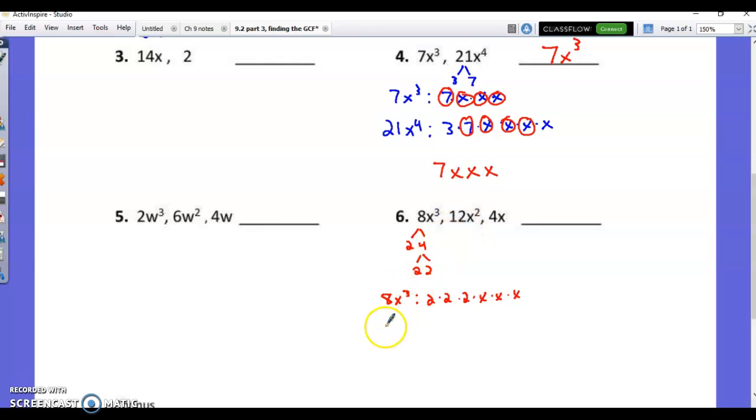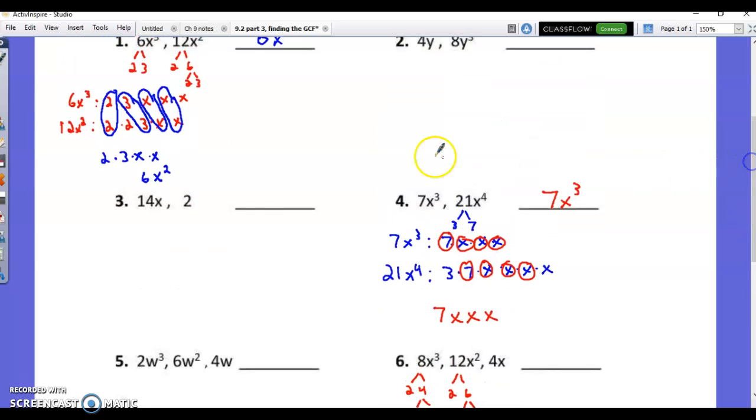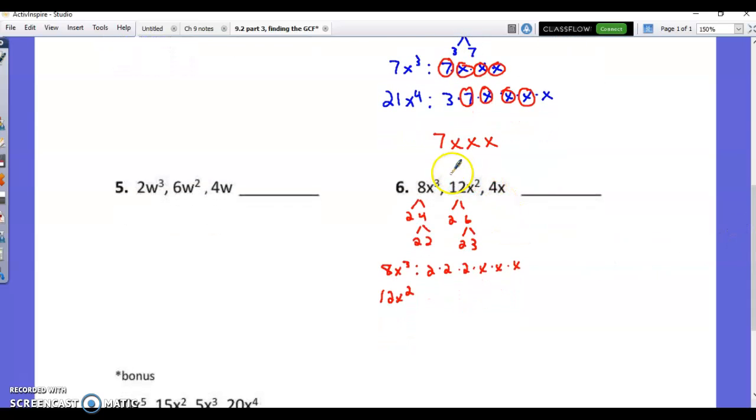All right, now we got to break down 12. So 12x squared, 2 and 6, 2 and 3. Now if you remember from the previous problem, we already did 12, so we kind of already know that. So it saves you some time on a factor tree if you look back and notice that. So that would be 2 times 2 times 3, and then 2 x's. Then we got to break down 4x. 4 is 2 times 2. So that would be 2 times 2 times x.